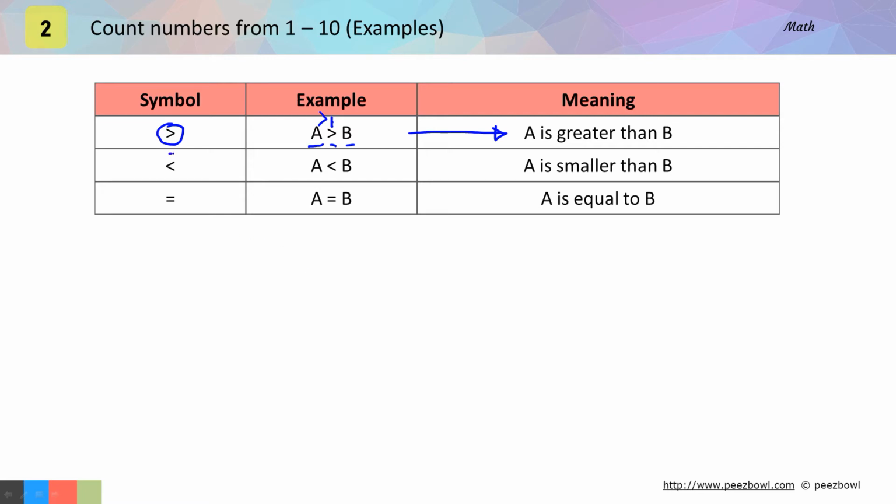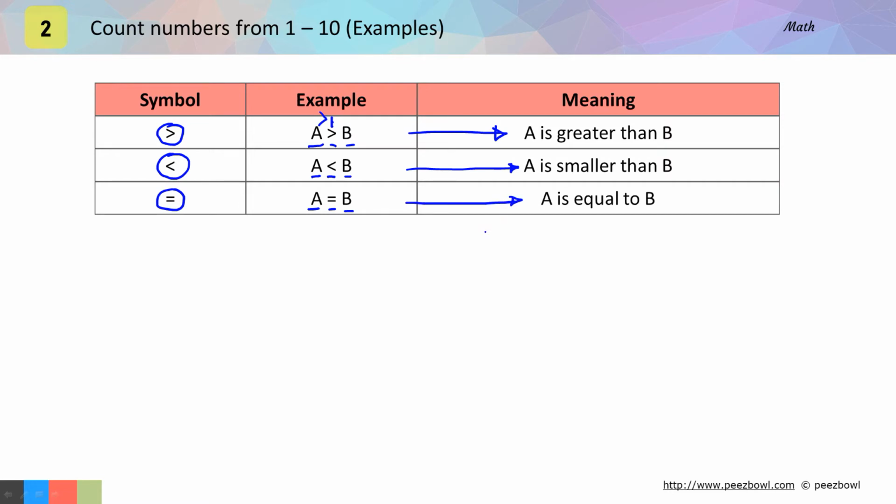And this symbol means smaller than. When we write A smaller than symbol B, that means A is smaller than B. And this is equal to symbol. When we write A then equal to symbol and B, that means A is equal to B.